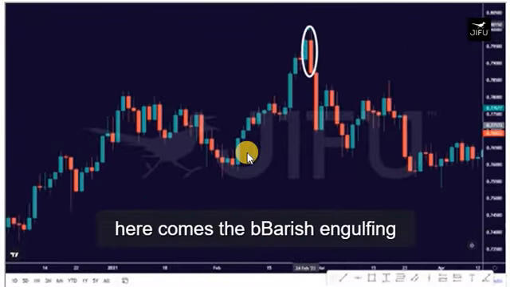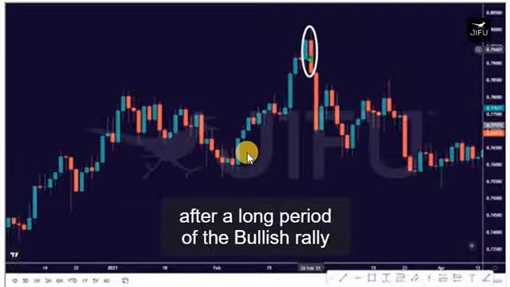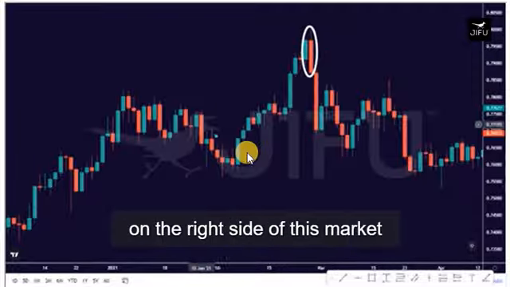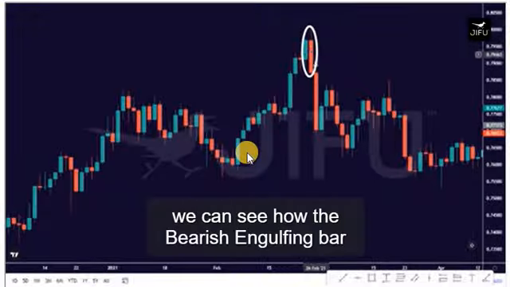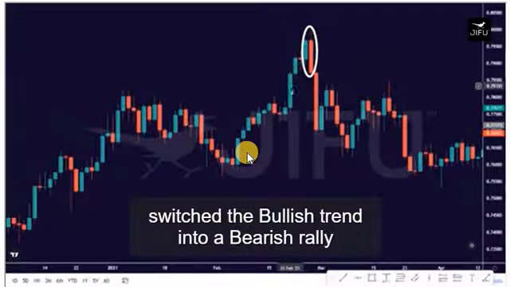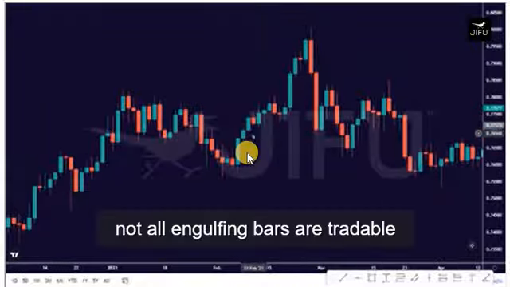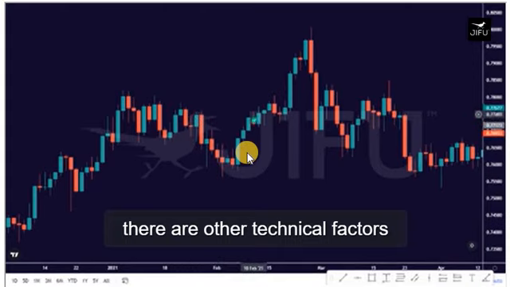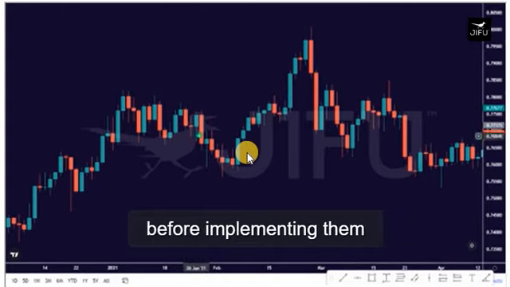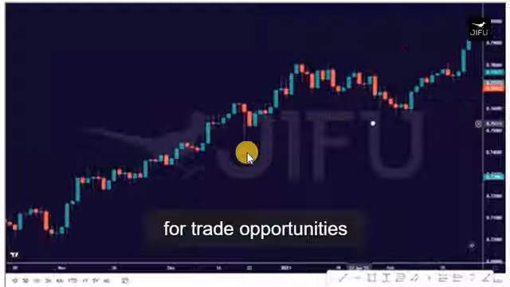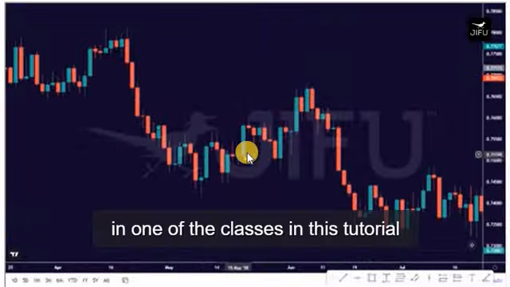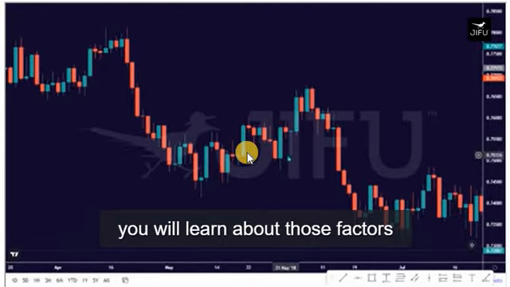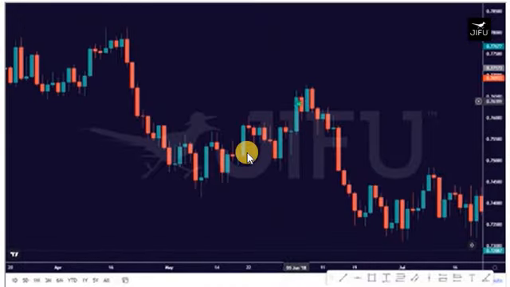Here comes the bearish engulfing after a long period of the bullish rally on the right side of this market. We can see how the bearish engulfing bar switched the bullish trend into a bearish rally. Not all engulfing bars are tradable. There are other technical factors that have to be combined before implementing them for trade opportunities. In one of the classes in this tutorial, you will learn about those factors.